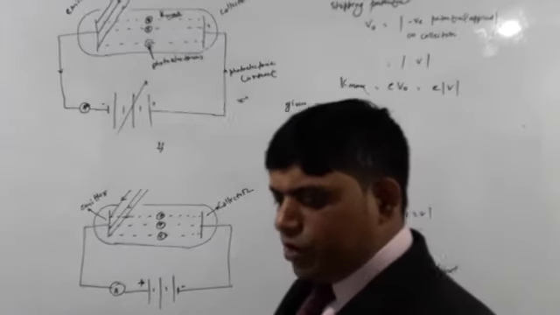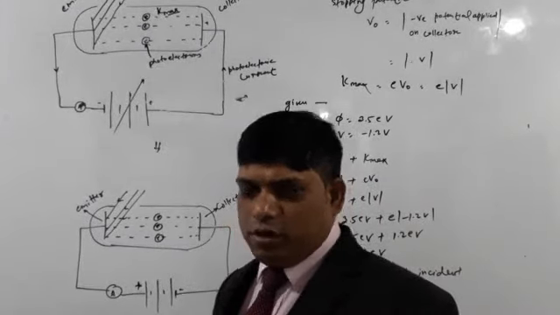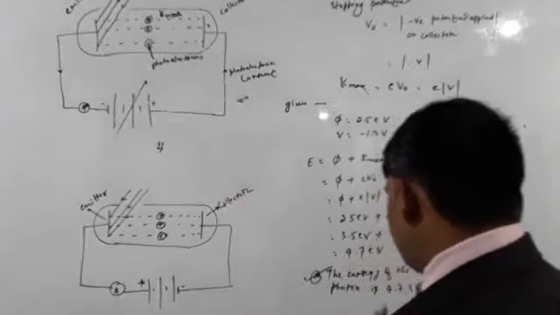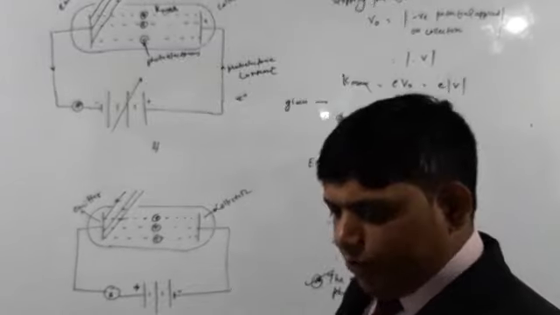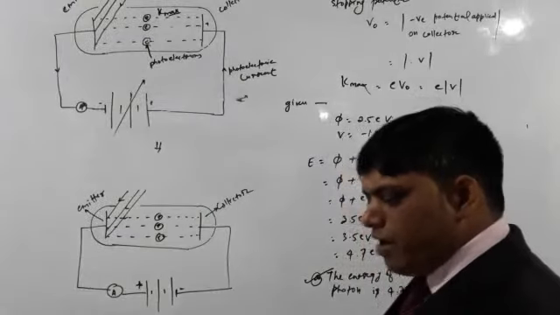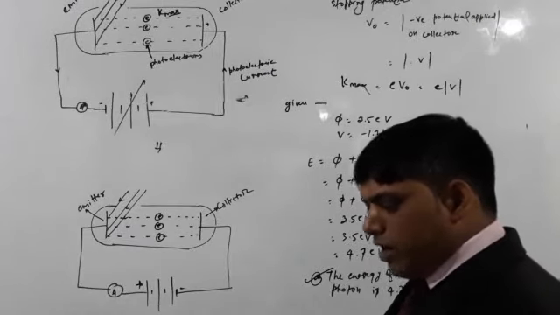Now we will check option B. The energy of the incident photon is 2.3 electron volt. This is wrong because this is 4.7 electron volt. We have already calculated. Option C is that if higher frequency photon be used, the photoelectric current will rise.